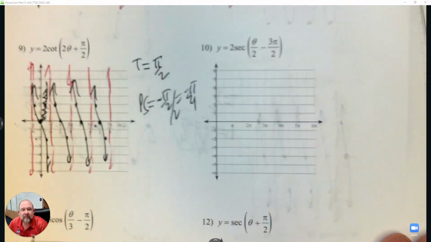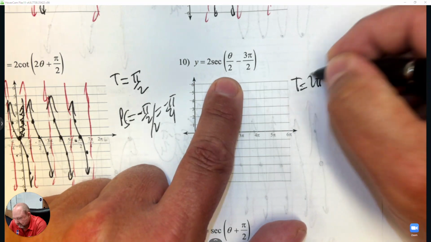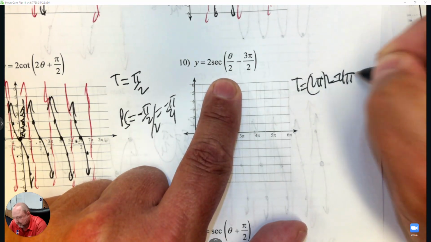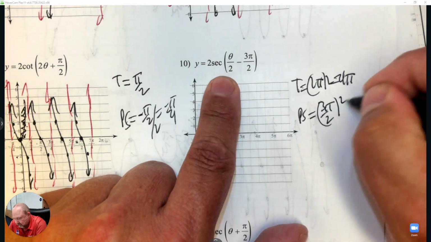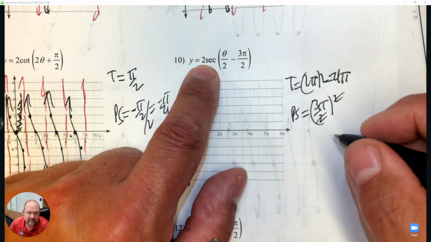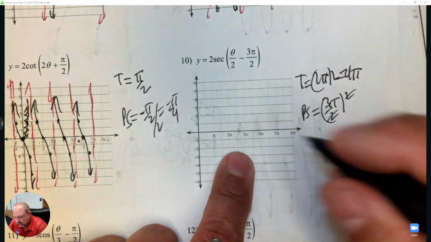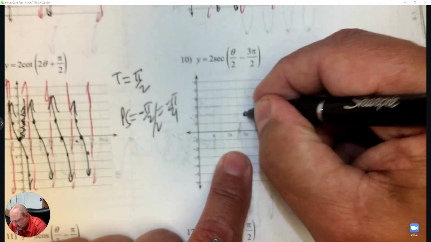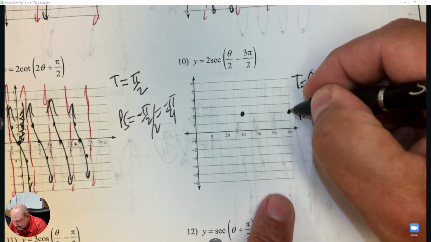Perfect. Number 10, secant. So the period is 2 pi times 2, so that's 4 pi. We do have a phase shift, positive 3 pi over 2 times 2, so the 2's cross out, and it's 3 pi. And this 2 tells me where the vertices are. So we're going to start at 3 pi, and then we're going to start at 2. So at 3 pi and 2 is a vertex, and then at 6 pi would be the same thing.